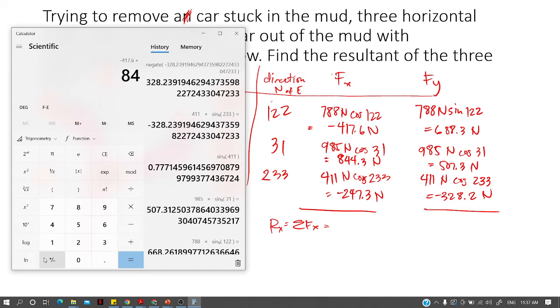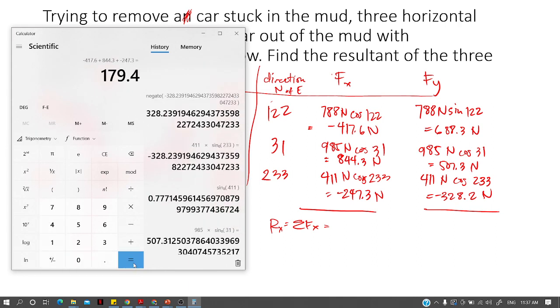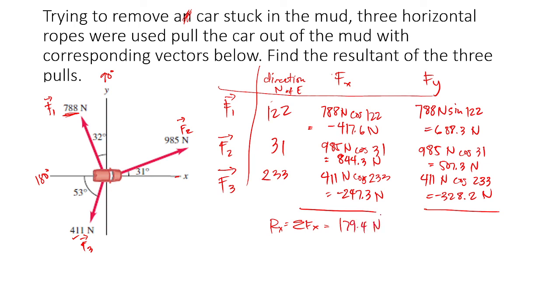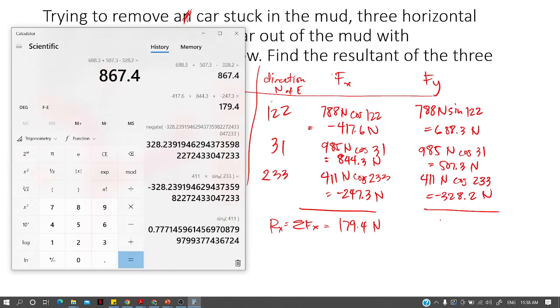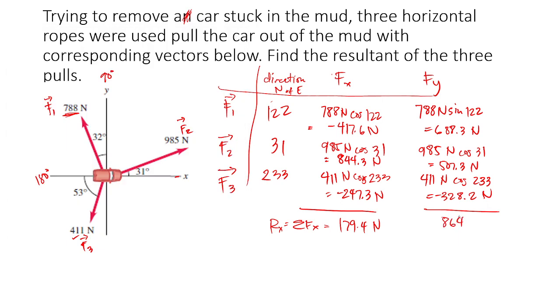plus 844.3 plus our negative 247.3. Okay, so we'll have here 179.4. And for this one ganun lang din yung gagawin natin. So calculate lang ulit. So we have here 668.3 plus 507.3 plus, ano ba plus pa? Minus na lang. Minus 328.2. Okay? So we'll have here 867.4.